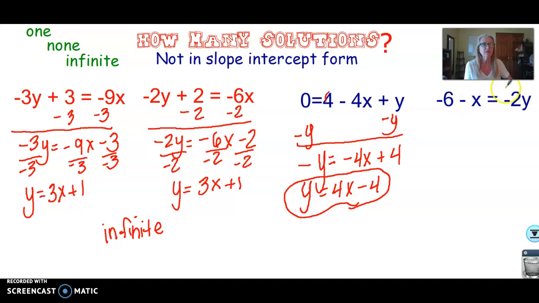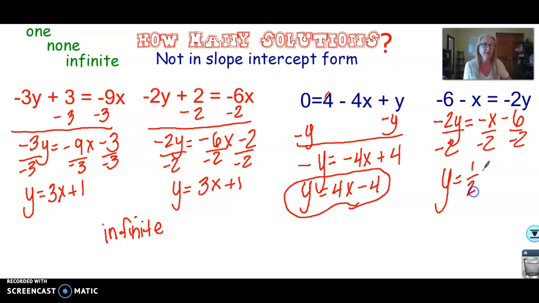Over here, I think I'm just going to flip-flop these sides for starters. Negative 2y equals, and fix the order, negative x minus 6. Divide everything by negative 2. And that gives me y equals positive 1/2 x plus 3.